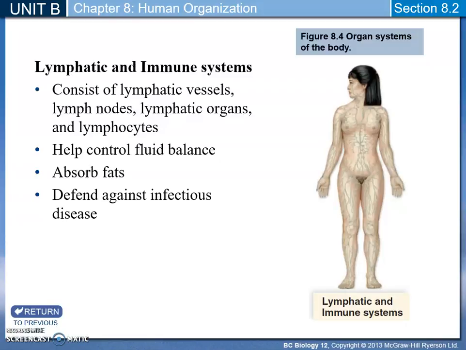But it's actually a closed-ended system, and what it does is it pretty much just absorbs things into it, and then ultimately it just empties into the circulatory system. So it consists of lymphatic vessels, lymph nodes, lymphatic organs, and lymphocytes. It certainly helps control fluid balance. It absorbs fats and defends against infectious disease as well.